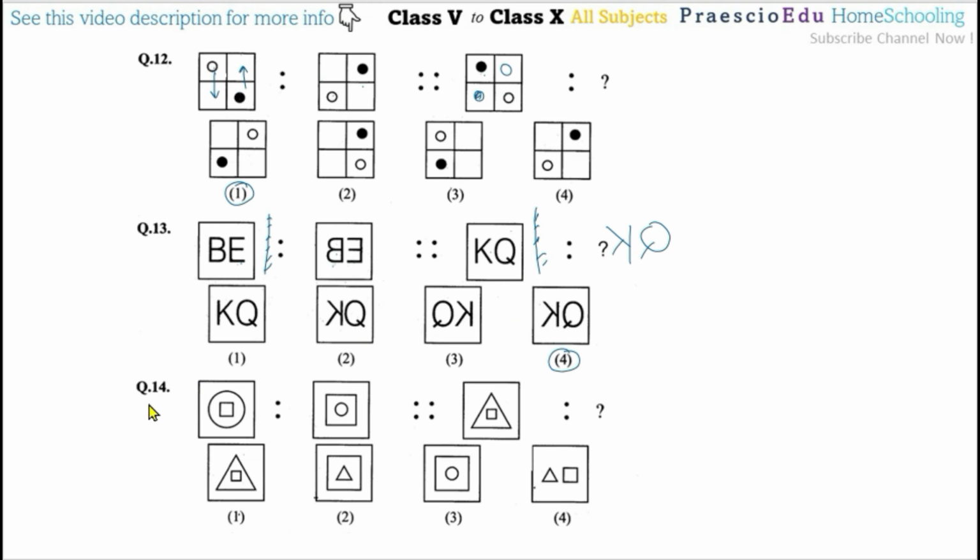Now question number 14: here a circle and inside it a square. In the second term, a square and inside it a circle, meaning there is an interchanging of these shapes, outer and inner. Then triangle and inside square. So now at the question mark, to replace this, the square should be outside and the triangle should be inside, so option number 2 is the correct one.